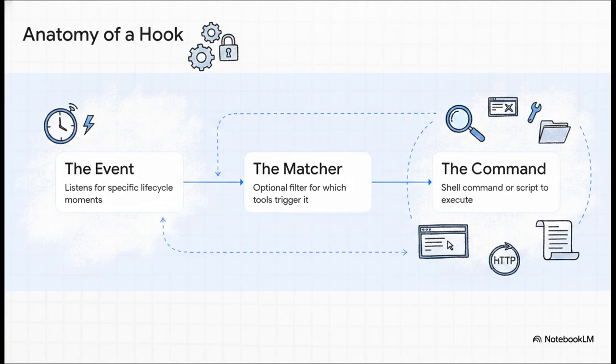All right, so how do we actually build one of these? Let's take a look at the anatomy of a hook. You configure these inside a JSON settings file, either at your user level or the project level. And it really comes down to 3 essential parts. First, you have the event. That's the lifecycle moment we just talked about that it's listening for. Second is the matcher. This is an optional filter, so you can specify exactly which tools should actually trigger the hook. And third is the command. This is the actual shell execution, the HTTP request or the script that you want to run.